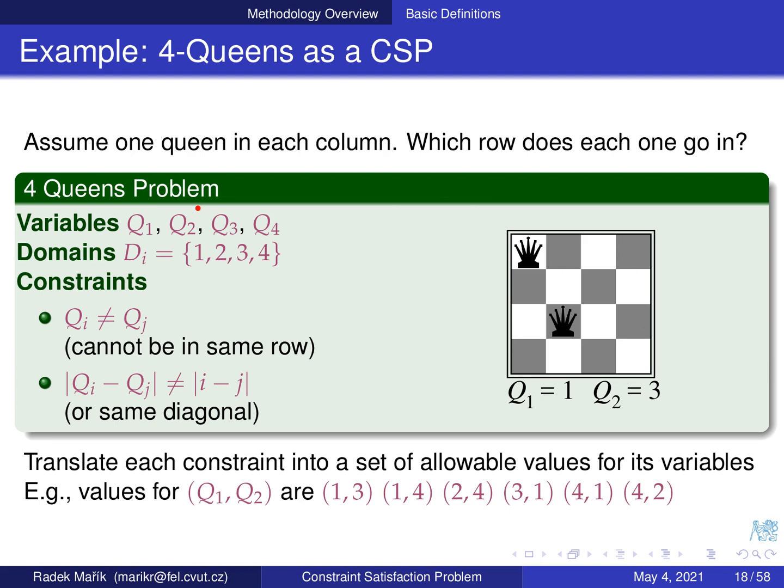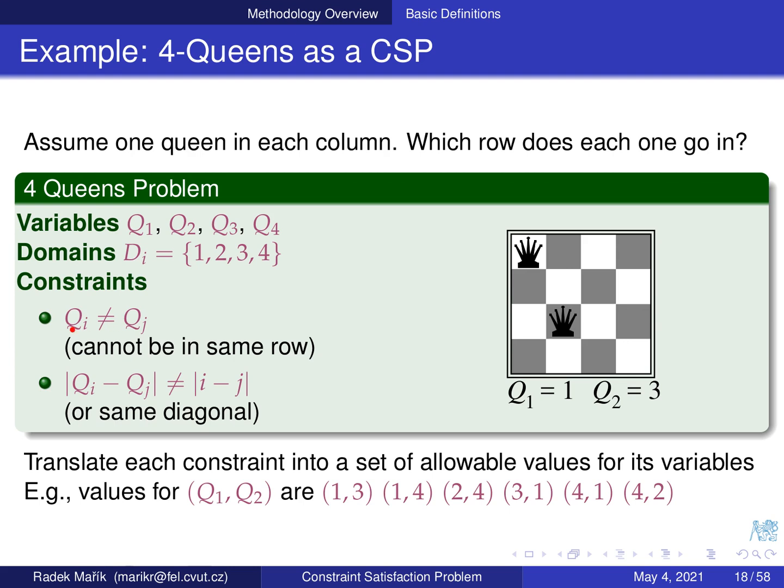This CSP can be described using 4 variables. That means the placement of the queen in what row. And we have 4 rows. That means the domains of those variables are 1, 2, 3, 4. And the constraints are of 2 types.